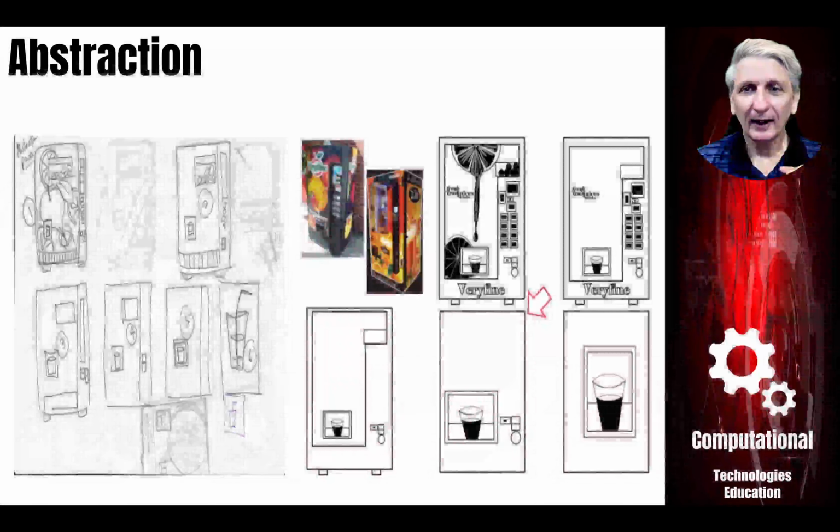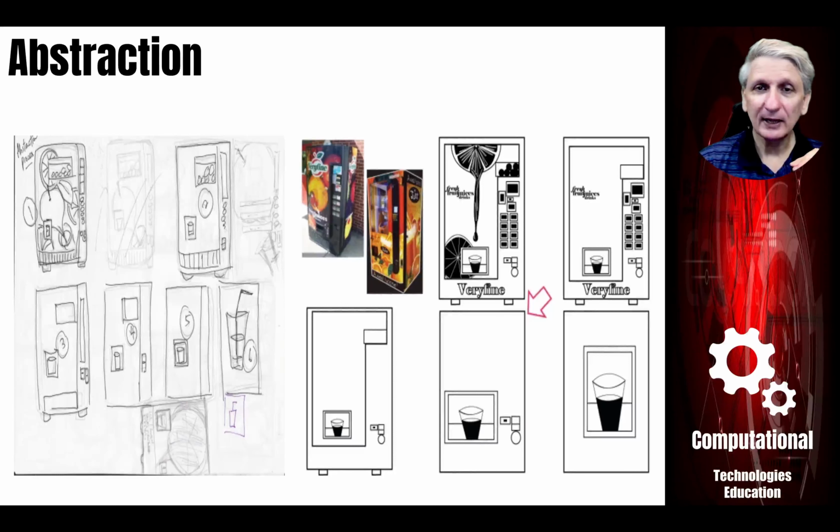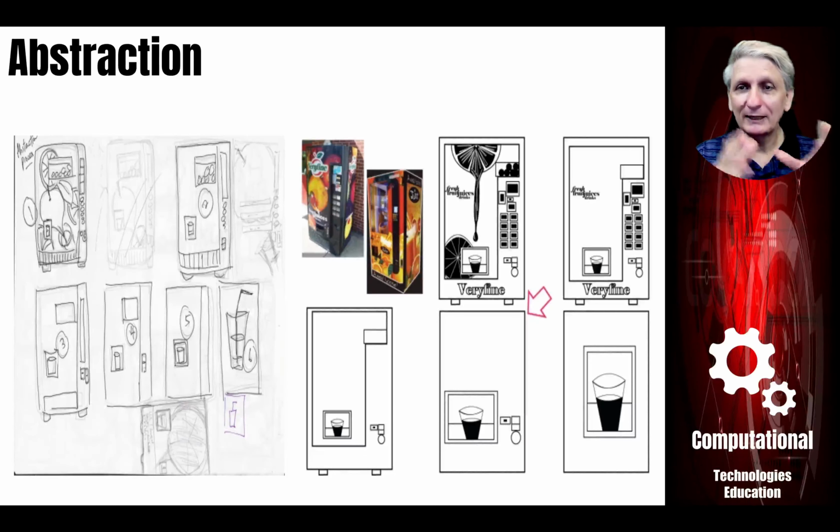So, abstraction can be used also in design and technology. Here we have students abstracting their designs for a drink machine. Now they can start off with drawing it and sketching it, and then they can increasingly move to more detail by using some CAD diagrams or just rulers and angles and so forth. But they're making more and more detail, but they are still representing abstractions.